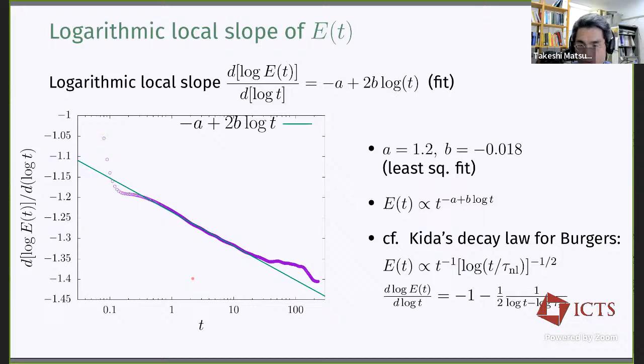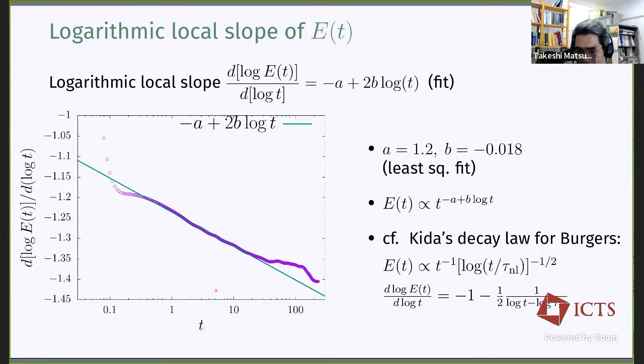So in order to examine whether the total energy decreases as a pure power law or not, maybe one way to look is to take the so-called logarithmic local slope, which is you just take the log of the total energy and take the derivative of log E with respect to log t. I calculate this logarithmic local slope in a stupid manner, just taking the finite difference of the log. Then the data looks like this.